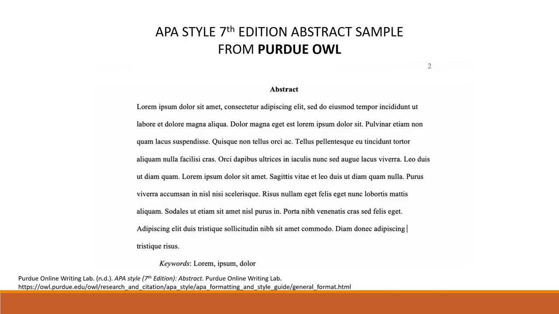Here is the sample I promised. This sample is to show you what the formatting should look like, and it is from the Purdue Online Writing Lab. You can see the title, Abstract, and note that the page number is 2. This abstract includes some keywords at the bottom. You can see how it's indented. There's a link at the bottom of the page, but you can also go to Purdue Online Writing Lab site and search for abstracts.